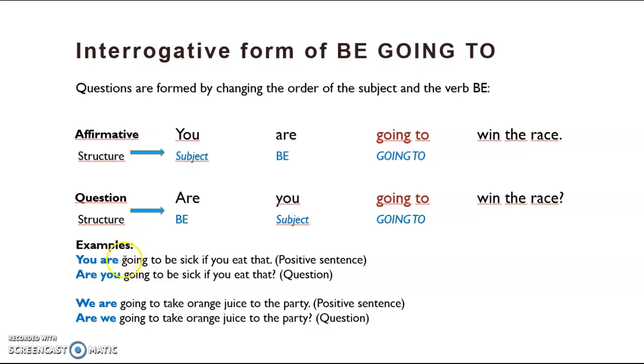Here are other examples of this positive structure and the corresponding question. You are going to be sick if you eat that. The question, are you going to be sick if you eat that? We are going to take orange juice to the party. The question would be, are we going to take orange juice to the party?